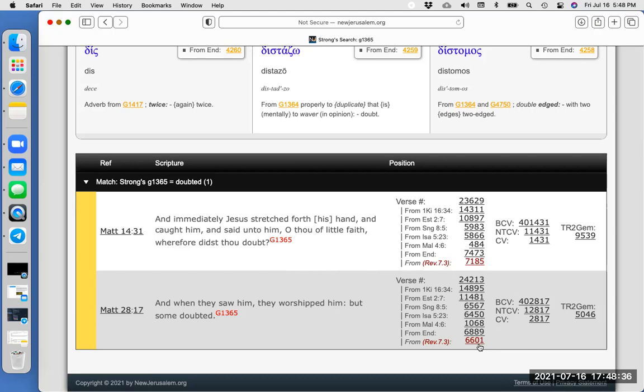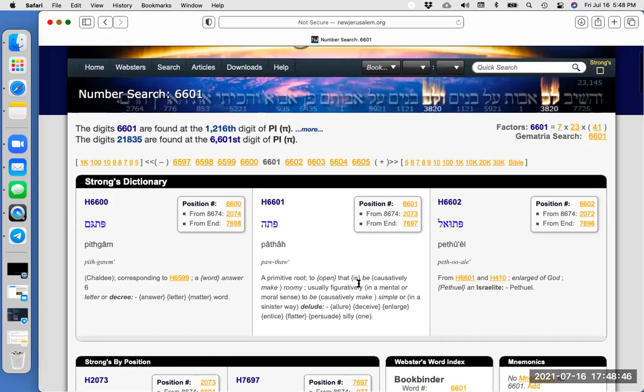6601, that's kind of close to that other one that we were looking at, 6603. Remember that? We had 6603 in a distance. Well, here's 6601, to open. Okay, you've already got some connections God's making here, isn't he? To open, to make room, enlarge, even delude in a sinister way, to the simple, because why? Because they're not discerning. They don't have knowledge yet. They don't have understanding. They don't have experience.